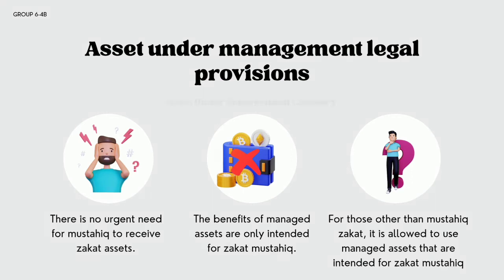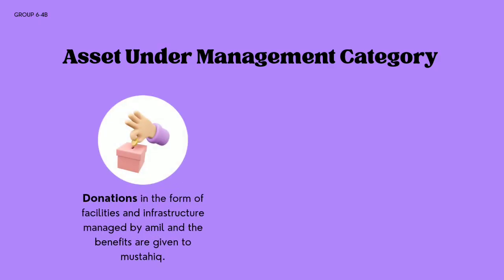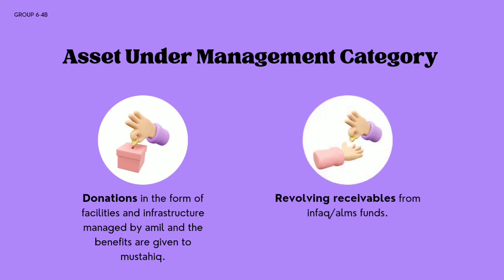Topic number 11 is asset management category. Number 1 is donation in the form of facilities and infrastructure managed by Amil and the benefits are given to mustahik. Number 2 is revolving receivables from infak or alms funds. Assets under management are divided into two, namely currently assets under management, where assets under management are under the management of the Amil for less than 1 year, and non-current assets under management, where assets under management are under the management of Amil for more than 1 year.